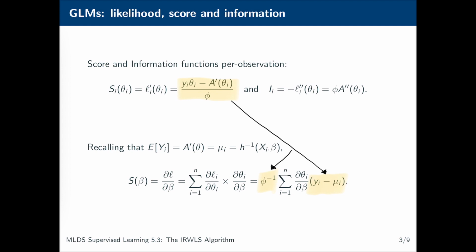If we recall that the expected value of yi is given by a prime of theta, which we're referring to as mu i, and that when we're using the canonical link function, so that h of mu i is equal to theta i, which is equal to the linear combination of covariates, then we can write the score function based on all the data in the following form.